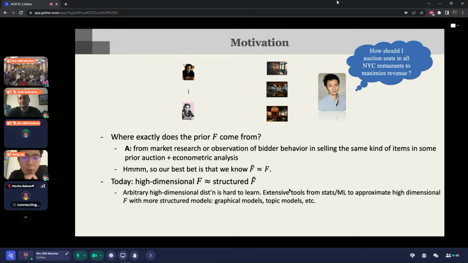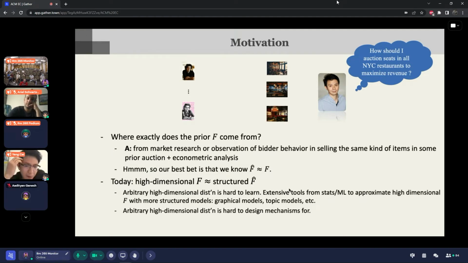In today's talk, I would actually like to make one more assumption: that this approximate distribution F hat has some nice structure. And I would like to argue that this is a realistic assumption. If you are really in the case where F is high dimensional, don't think about F as 2-dimensional or 5-dimensional. Maybe F is 100-dimensional or 1,000-dimensional. These high-dimensional distributions are very hard to learn, and one effective way to learn them is to approximate them using more structured models. There are a lot of tools from statistics and machine learning that allow you to do such approximation, and many different structured models out there for you to choose from, for example, graphical models or topic models.